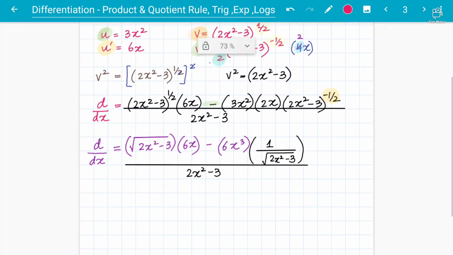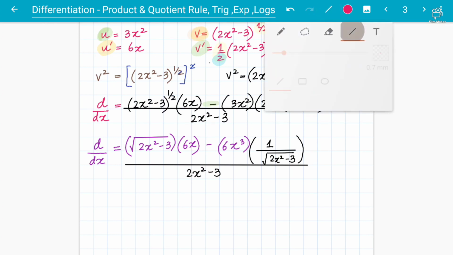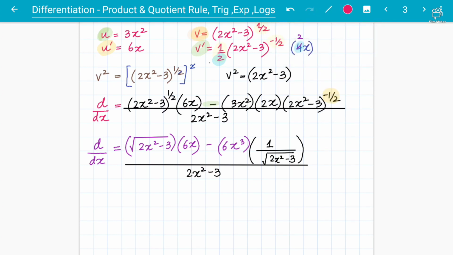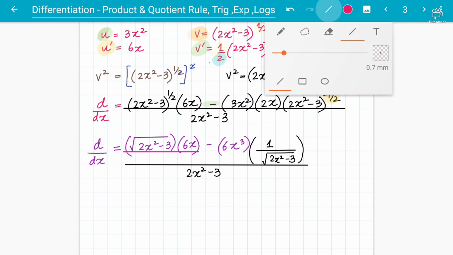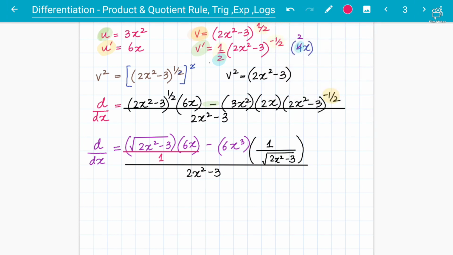Now we will have to take this, because this one will multiply with this. That's not an issue, but students need to understand that you will have to take the LCM, because we have to simplify. So it's going to be 1 here, and I'm solving this very slowly so everyone understands. This is 1. You'll have to take the LCM, that will be the square root of 2x² − 3, so you'll have to multiply above as well.